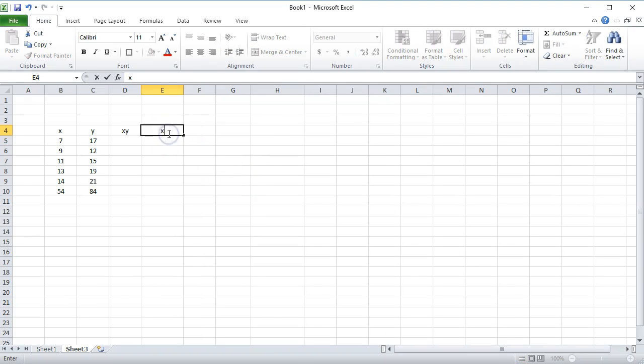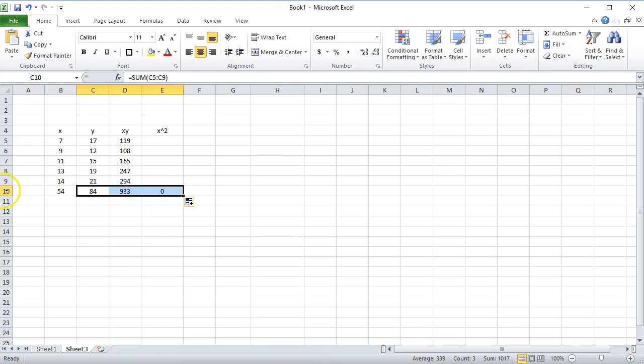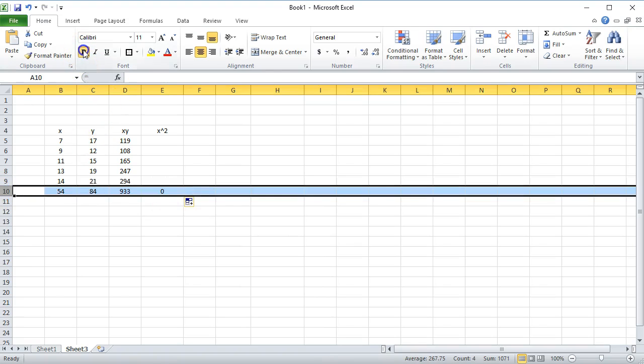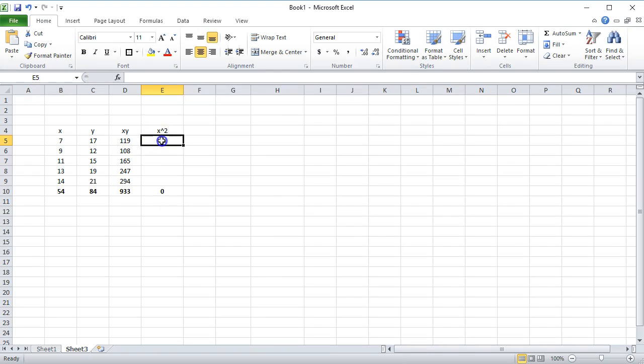Okay, so to get the xy's, just multiply the two values. So equals b5 times c5. Scroll it down. And I'm just going to take the sum over too. I'm also going to bold this whole row, so I'm going to click on that whole row, click bold, just so we know what that is. Then we're going to take x, and we're going to want to square each one. And voila.